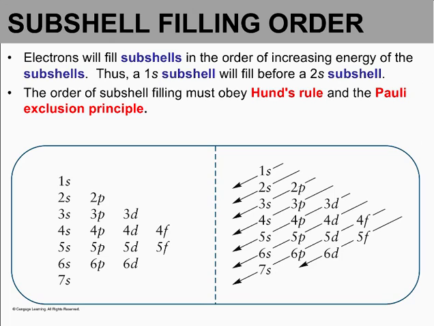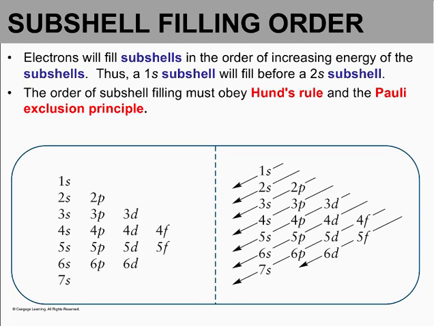Now, let's say that we have an atom with a particular number of electrons, and we're trying to determine where those electrons exist. What we're going to do is say that electrons are filling subshells in the order of increasing energy. So we're going to fill a 1s subshell before we fill a 2s subshell, because remember the 1s subshell is lower in energy than a 2s subshell. And down below there's a nice easy way to remember the order for how to fill orbitals.